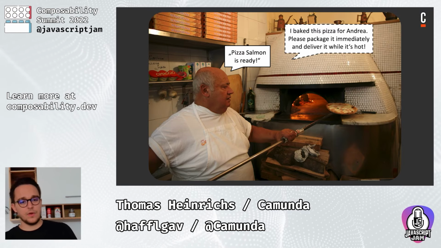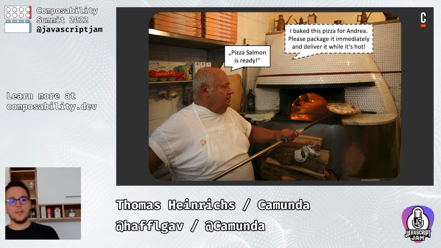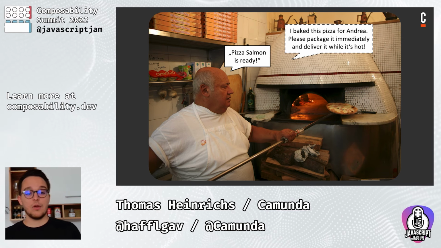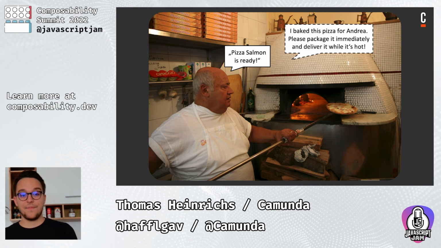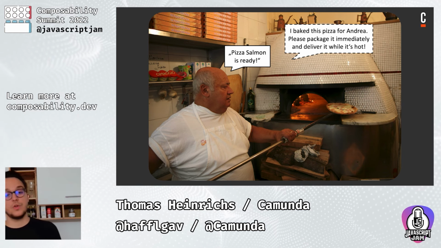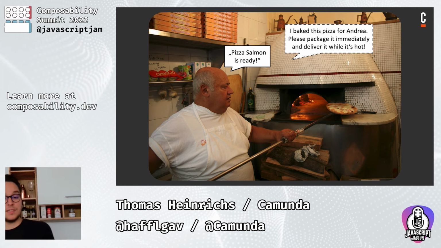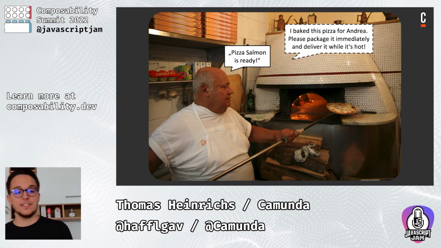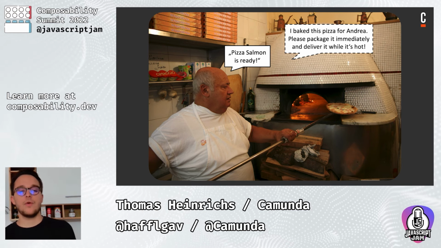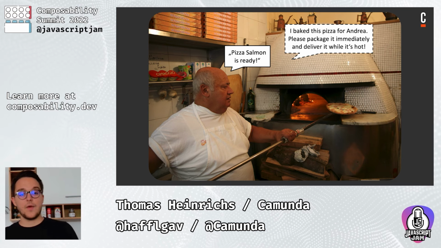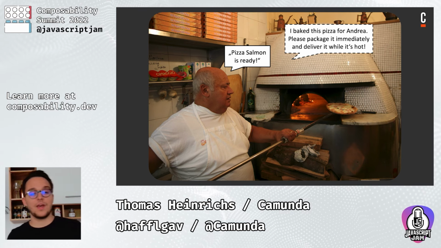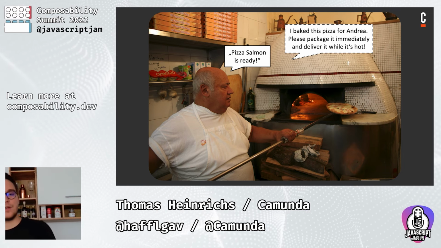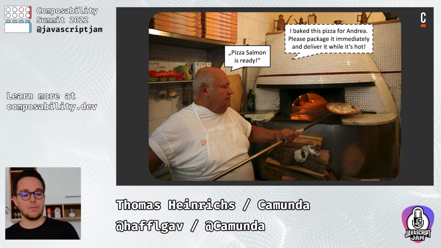I also want to take on this example right here. Back to the pizza place example, there is our chef who is going to say pizza salmon is ready. And that's a typical event. He doesn't know for whom this pizza is. Is it going to be delivered? Is it going to be eaten in the restaurant? He just says, pizza salmon is ready. That's my event I'm throwing. I don't care about what's happening next with it. Whereas when talking about a command, we would rather say, this pizza is for Andrea. Please package it immediately and deliver it while it's hot. So that's another clear differentiation example.